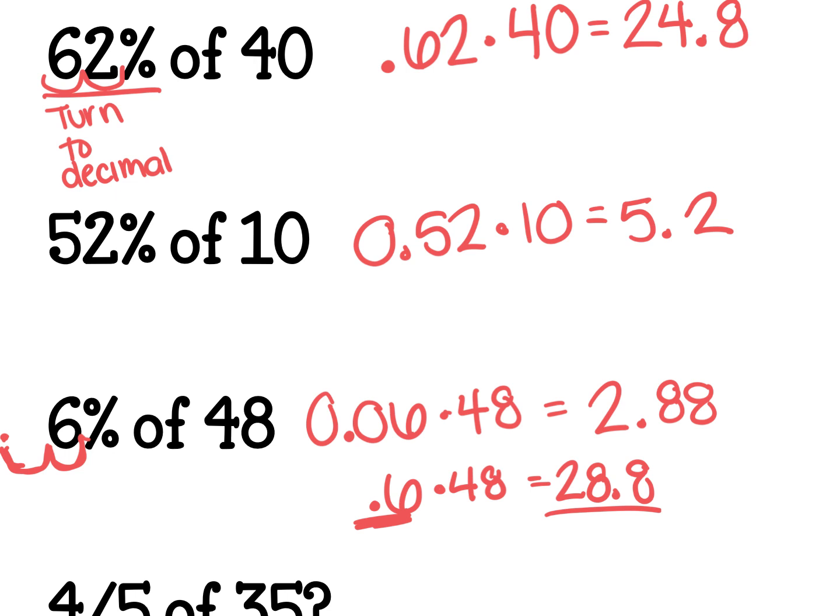The other thing you should also pay attention to is if I'm finding any percent of a number, any percent less than 100%, is it going to be more or less than the number I started with? Less. If I'm looking for a percent smaller than 100%, it should always be less than the number I started with. Okay? All right, so we're going to do a couple more problems with this.